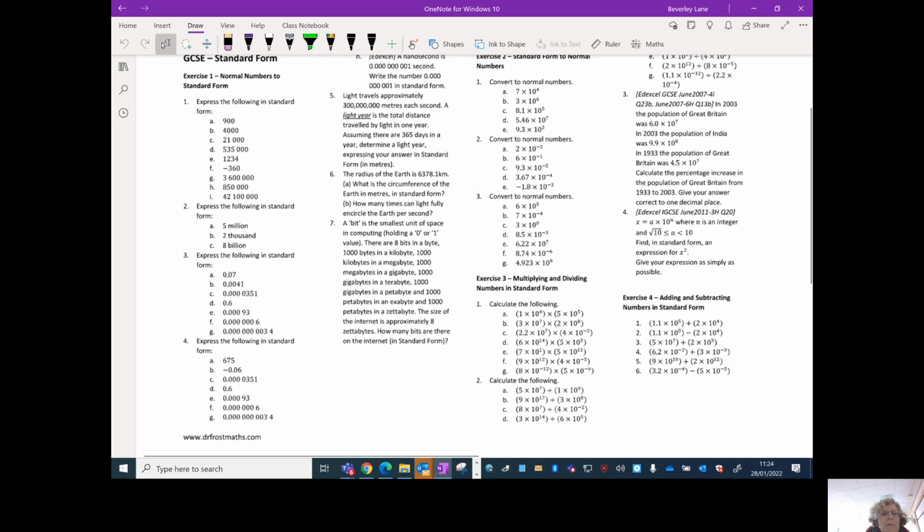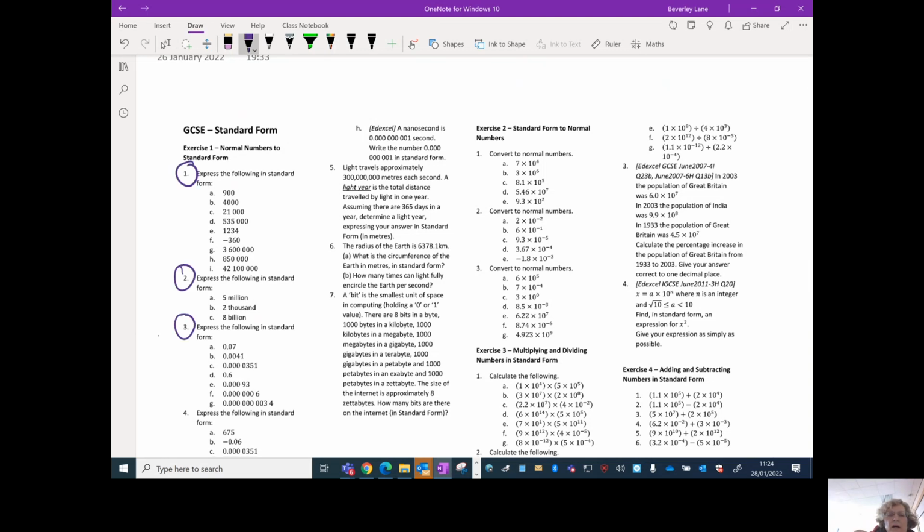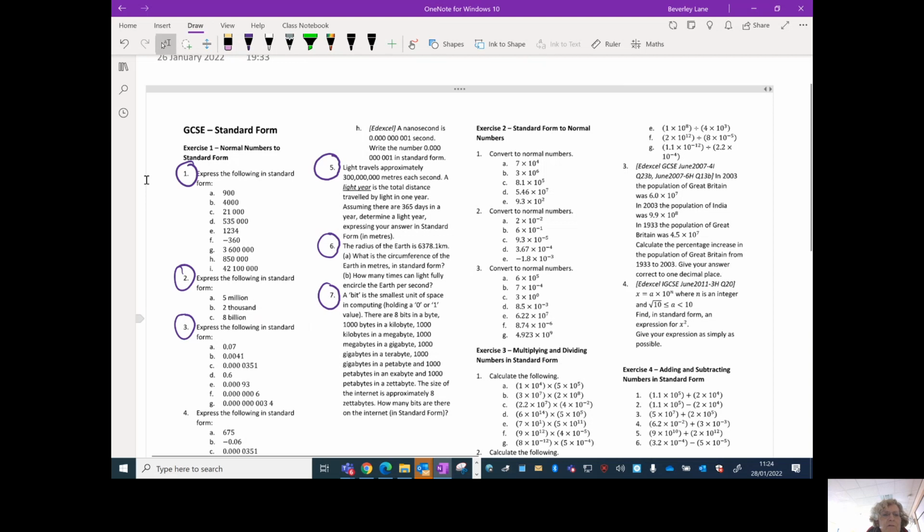That's changing normal numbers to standard form. We only did questions 1, 2, and 3. If you only do questions 1, 2, and 3, that's fine. Everybody did question 1, question 2, and question 3. Some people did 5, 6, and 7, but they are quite difficult. They're kind of extension questions. If you can just do 1, 2, and 3, that should be fine, which is basically writing numbers in standard form. Next time we'll look at standard form going back to normal numbers.